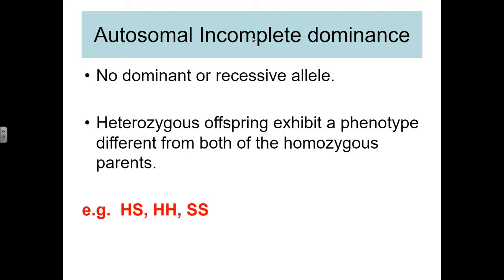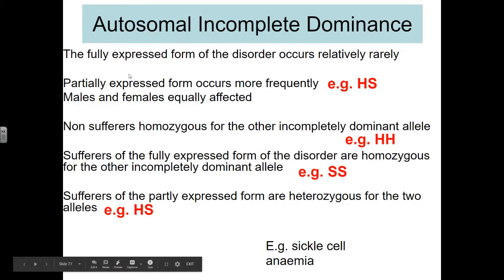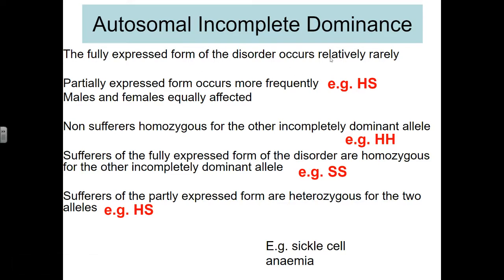So similar to this, in the human example, the heterozygote exhibits a phenotype different from both of the homozygote parents. So in something like sickle cell anemia, the fully expressed form of the disorder is quite rare because usually these disorders are quite harmful. A partially expressed form occurs more frequently, so that is the heterozygote, and males and females, because it's autosomal, are equally affected.